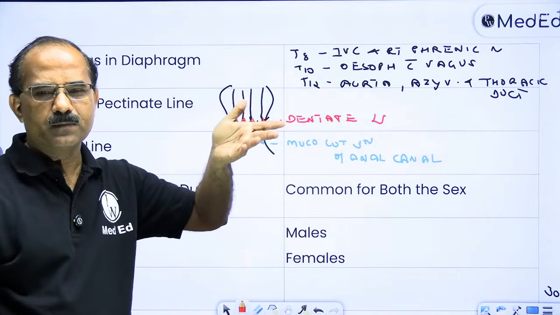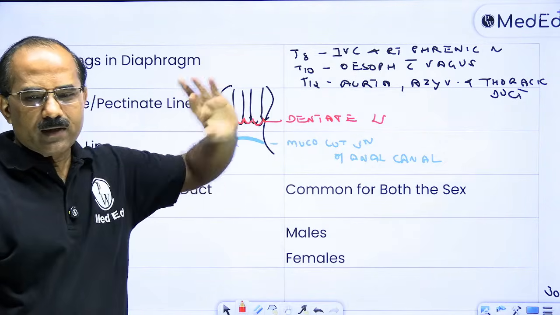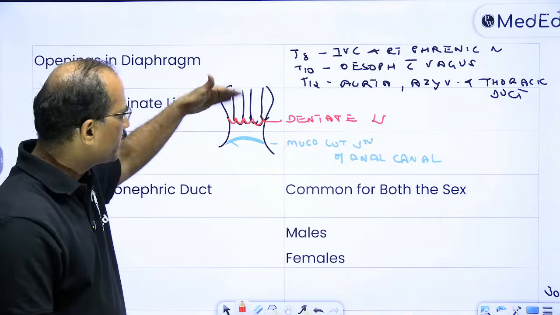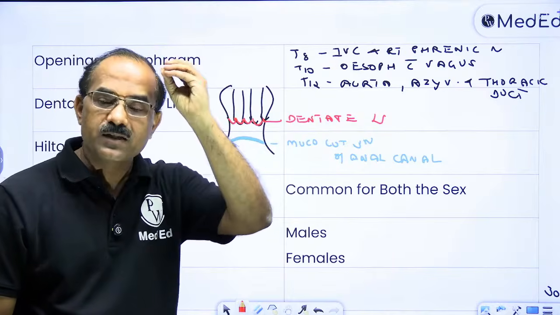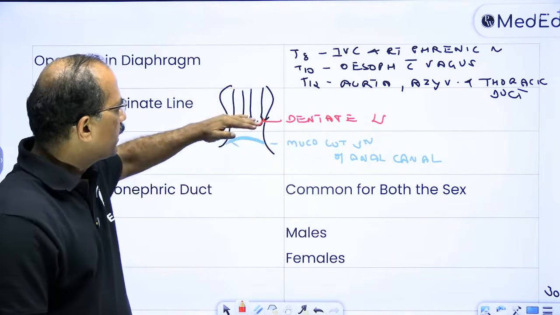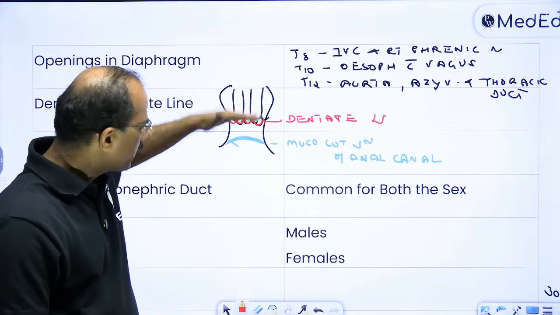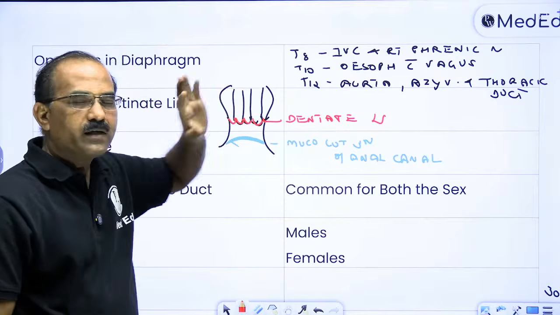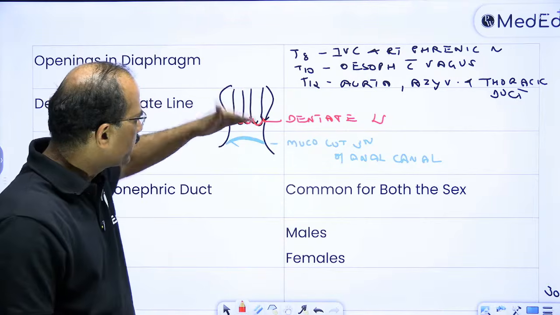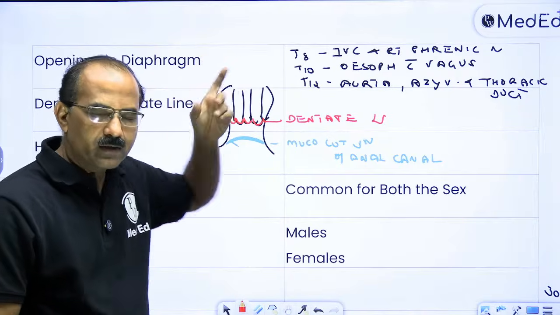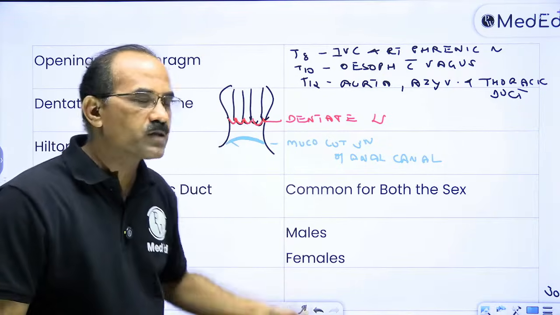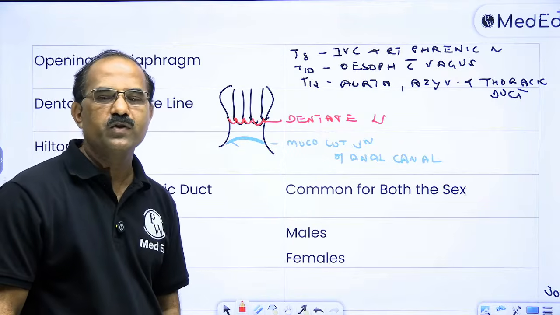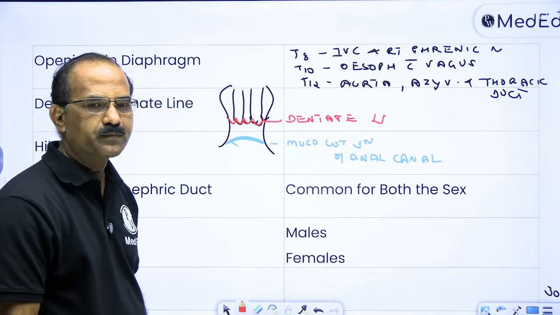Watershed line. ठीक है? Above the dentate line sensory नहीं है बच्चे. Below the dentate line is sensory. Above the dentate line it is supplied by autonomic nerves, that is insensitive to pain. Dentate line के ऊपर insensitive होता है, dentate line के नीचे it is supplied by somatic nerves, so it is painful. Above the dentate line it drains into the internal iliac lymph nodes. Below the dentate line it drains into the superficial inguinal lymph nodes. ठीक है?